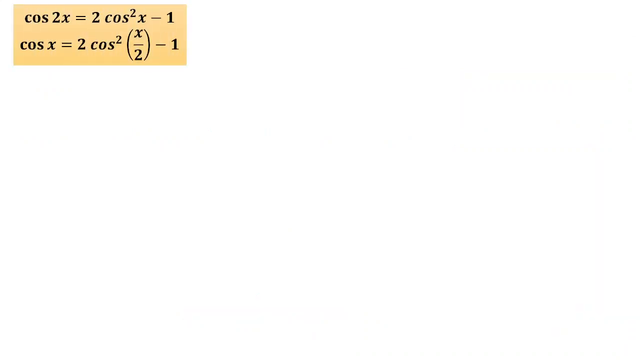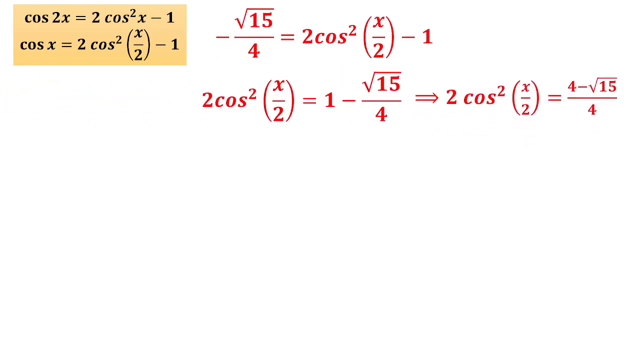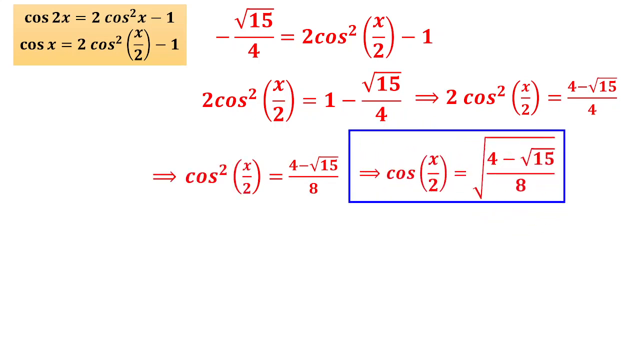Similarly, we can make use of another formula, 2 cos square x minus 1 for cos 2x. Once again, cos x is known to me. I can get the value for cos square x by 2. It is (4 minus root 15) by 8. I have to take the square root. Here also no issue, because when x is in the second quadrant, x by 2 will be in the first quadrant. Now what do they want?